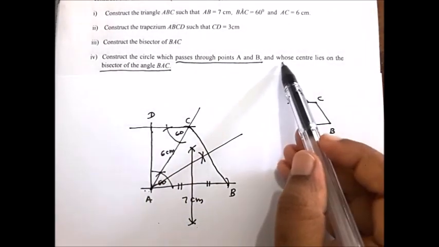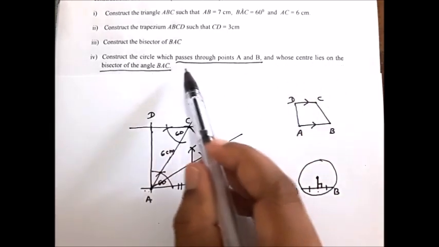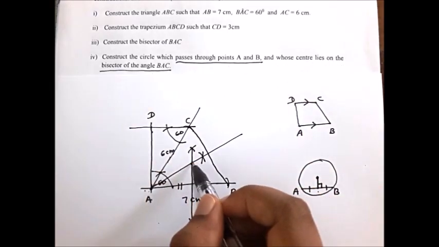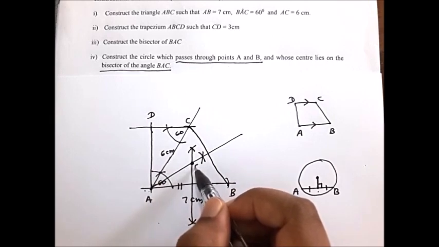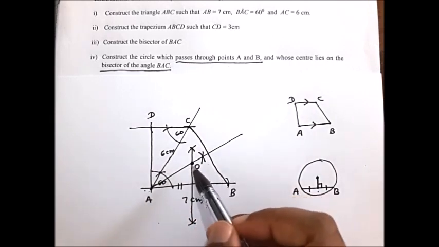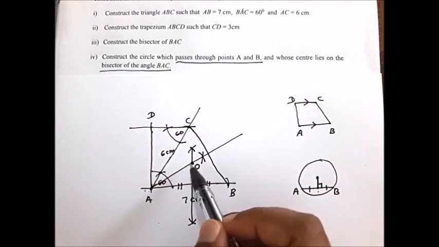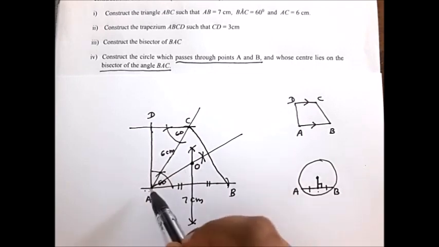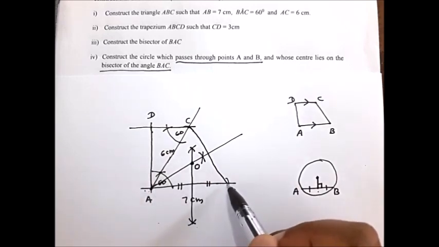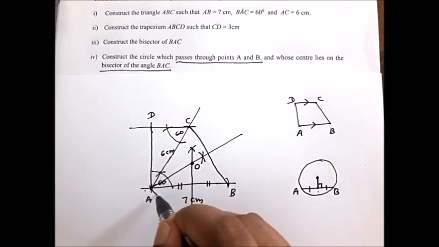But the question says the center lies on the bisector of the angle BAC. So this is the center of the circle. I am going to name it as O. Now take this point as center, keep the tip of the pair of compass here and keep the tip of the pencil either here at A or B, and draw a circle.